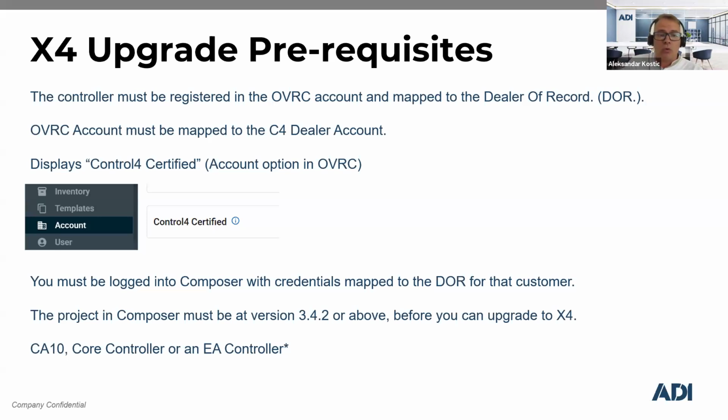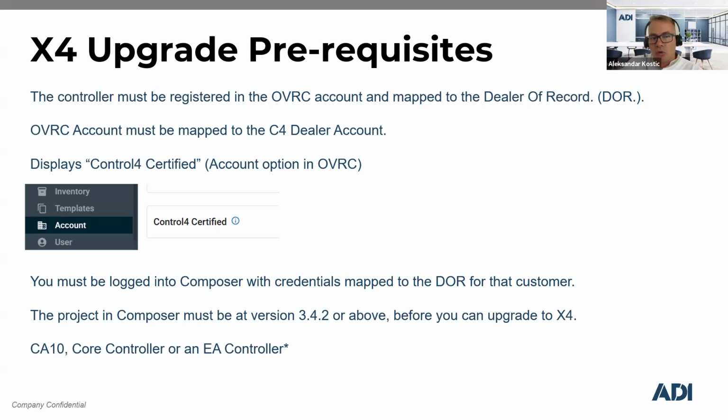So anyone who had any new customers after April 2024 had to do this already in order to be able to create new projects. When those two accounts are linked, the status of your OvrC account should be Control4 certified, and that is listed within account information. Of course, I explained this in previous trainings with the 4.2 update.